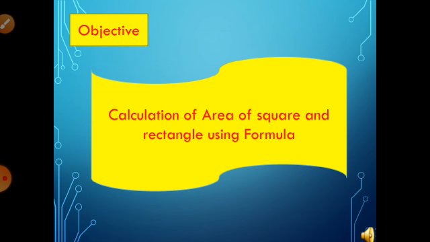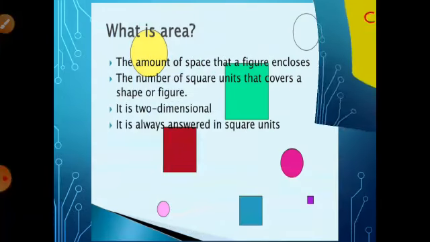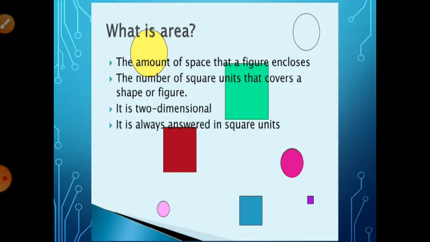So our next objective for today's video lecture is the calculation of area of squares and rectangles using formula. If you remember in exercise 8a, we have calculated the perimeter of rectangles and squares using the formula. So today we are going to learn about the area of squares and rectangles by using the formula. Before we move on to the use of the formula, let's see what is an area. Let's revise. The amount of space that a figure encloses.